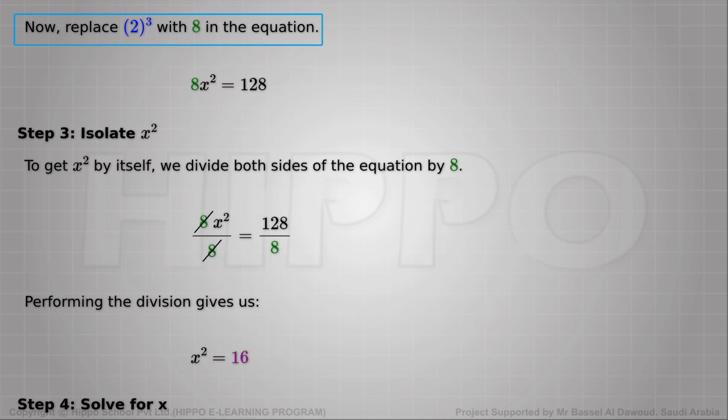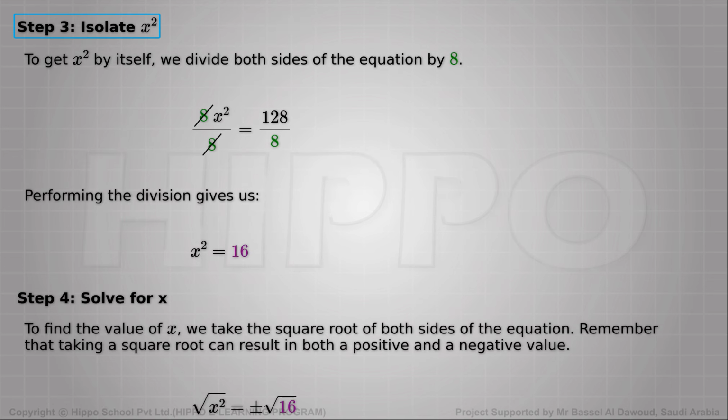Now that we know 2 cubed is 8, we can replace it in our equation. Looking back at x squared times 2 cubed equals 128, we substitute the 8 in. This simplifies our equation to what you see on the screen: 8 times x squared equals 128. This looks much simpler to solve, doesn't it? Our goal now is to find the value of x.